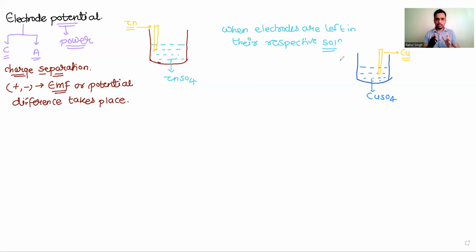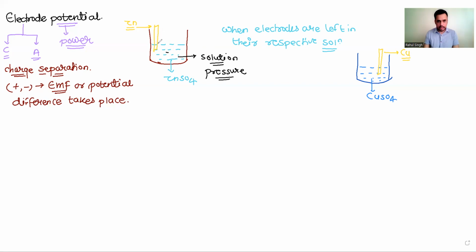Now here we have two cells with their particular solution and electrode. We have just kept the solution and rod together; we have not connected them. So what is going to happen? This solution has a certain amount of pressure, and the solution is trying to pressurize that particular electrode.